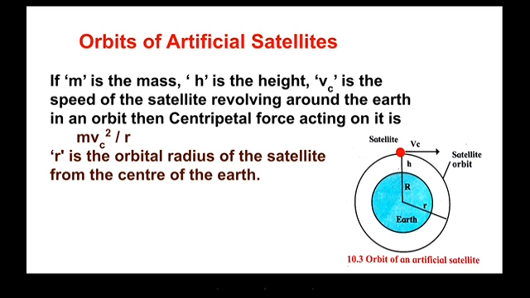The formula for the velocity Vc can be derived as follows. If a satellite of mass m is revolving around the Earth in an orbit of height h with a speed Vc, then the centripetal force mVc² / r will act on it. Here r is the orbital radius of the satellite from the Earth.